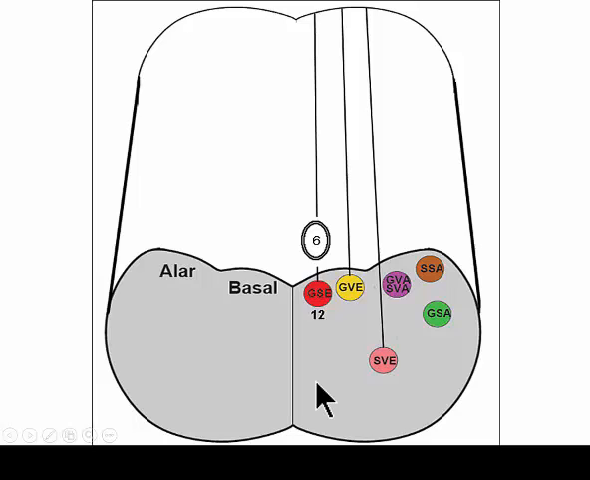Okay, let's stay on this column, the GSE column, and work our way up. And we'll do that for each column. What's the next GSE we come to? 6, abducens, lateral rectus, right? In the pons. What do we come to next? Trochlear, GSE, superior oblique. What do we come to next? Oculomotor, right?